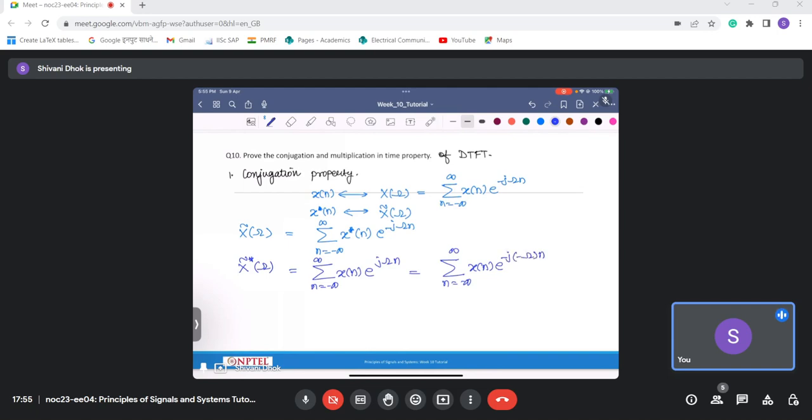Now if I compare these two things, this one is basically equal to x of minus omega. Now again taking conjugate, what I have is x tilde of omega is equal to x conjugate of minus omega. So this is the proof for the conjugation property for DTFT.